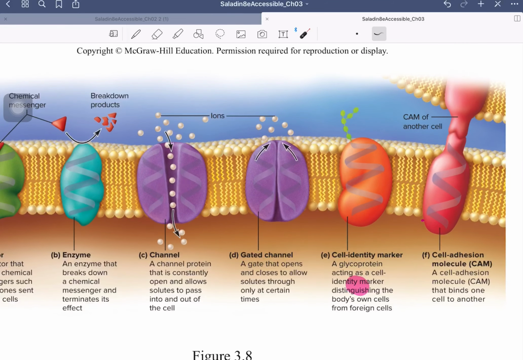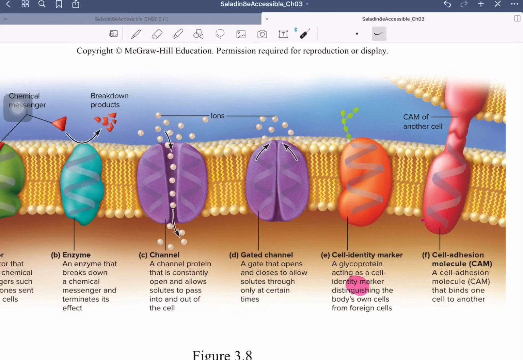Another group are the cell identity markers, or cell identification markers. And you can see in this case we have a protein embedded in the cell membrane, and then coming off the top you can see basically a carbohydrate chain. So this is a glycoprotein, and they act as cell identification markers. This is very important for the immune system to recognize self versus non-self. And once again, when we get into things like the immune system, we'll spend more time looking at that.